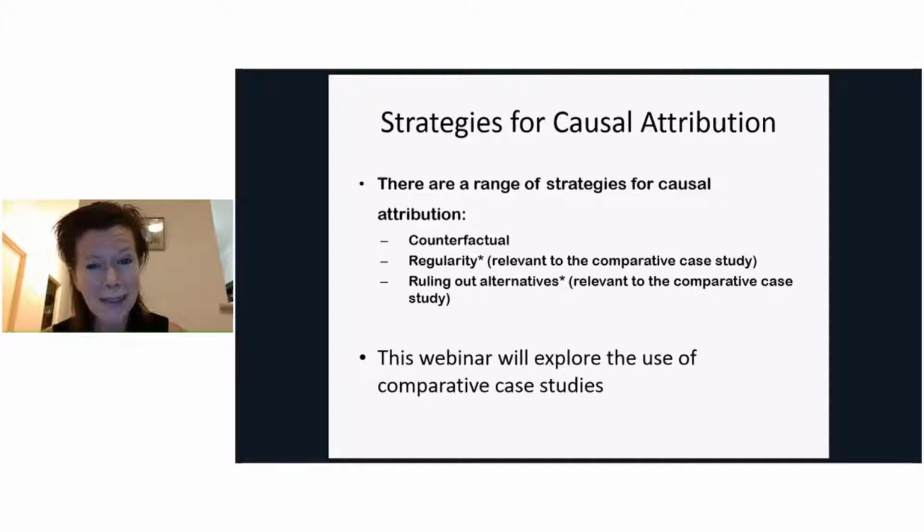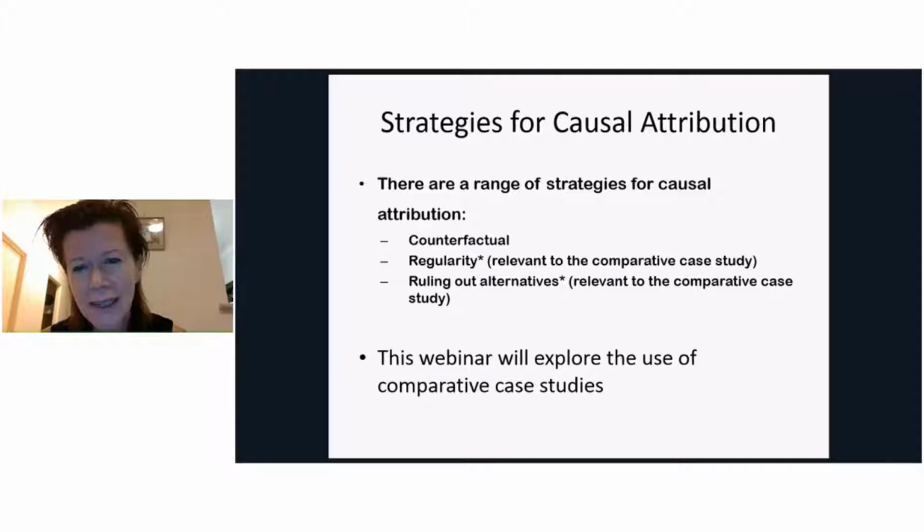So there are lots of different strategies for causal attribution, and you have been exposed to one that is very dominant, which is the counterfactual. What would have happened if this program or policy had not been implemented? And the randomized control trial, where we control for as many variables as we can in the implementation, with treatment and control populations, that counterfactual is just one way to start to get at the issue of causal attribution.